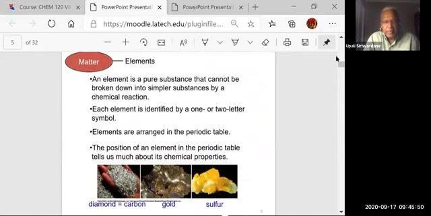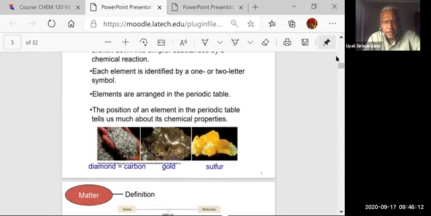Going into detail, all elements are pure substances that cannot be broken down by chemical reactions, except by using nuclear reactions. We are not talking about that here. They are given a two-letter symbol to identify them, the atomic symbol. Elements are arranged in the periodic table according to their atomic number, which is the number of protons in the nucleus. The position of the element in the periodic table decides the chemical properties of that element.